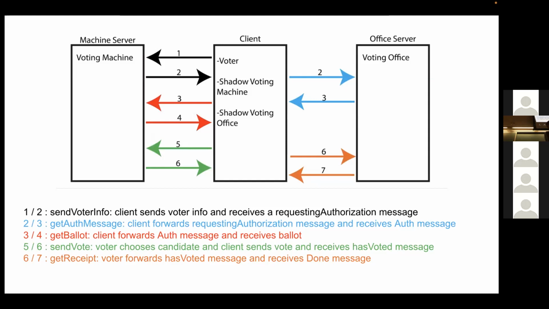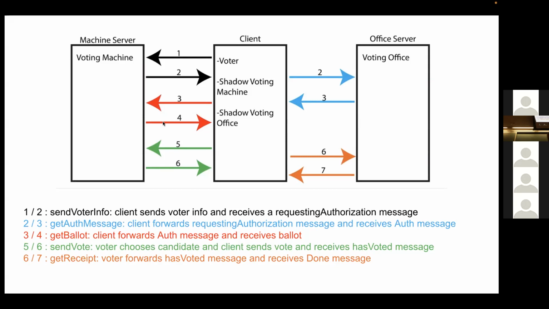The voting machine takes the machine ID and generates a requesting authorization message. That message is encrypted and sent back to the client, and the client just forwards it to the voting office. Then the voting office takes that get auth message, checks that the voter is registered in the county, checks that the machine ID matches the known machine IDs, and generates either an authorized or not authorized message. That's arrow number 3 on the way back. Message 3 is forwarded again to the machine server through the client.